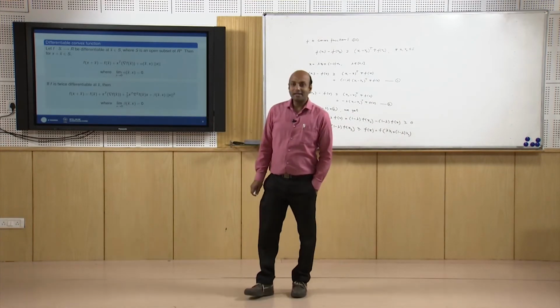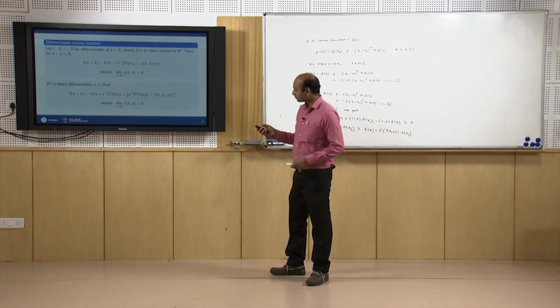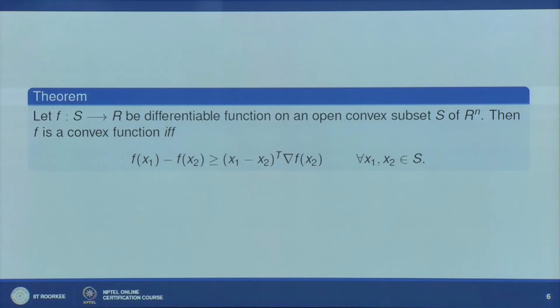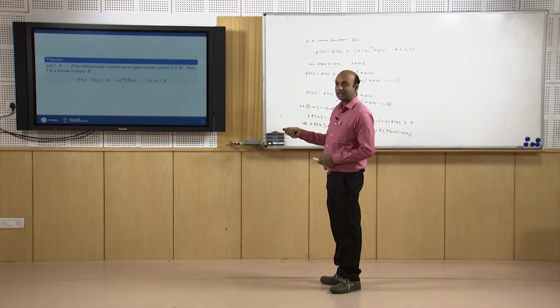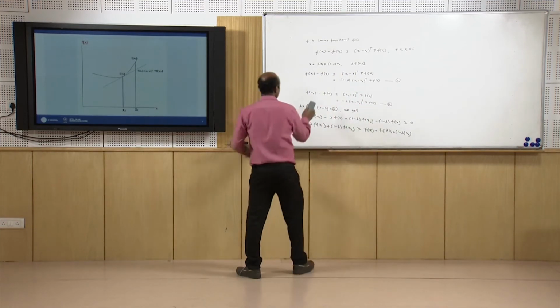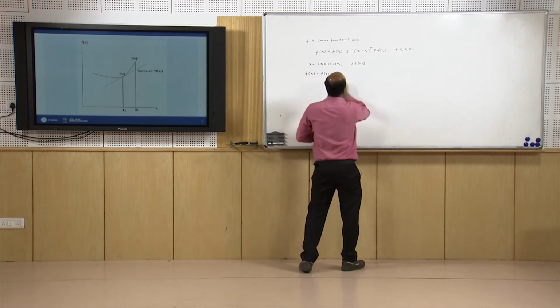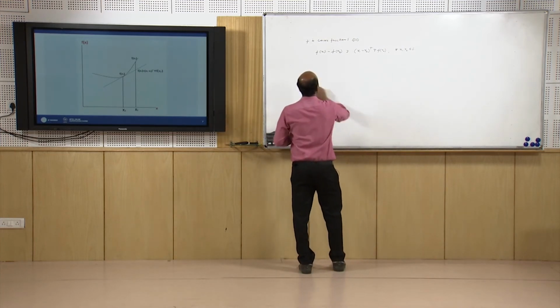Okay. So, we can easily see that if f is a convex function, then f(x1) minus f(x2) will be greater than or equal to (x1 minus x2) transpose gradient of f(x2). Now, let us see what this expression geometrically indicates.